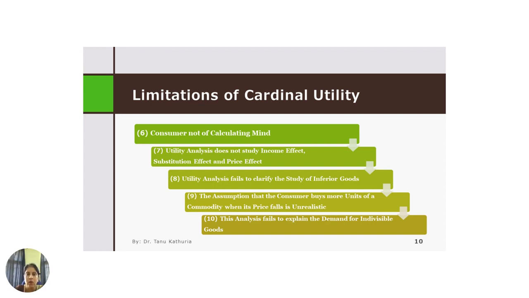So this was all about the cardinal utility approach. Because of these limitations, it takes us to the next unit, which shows how, without measuring in utils, we can see how satisfied a customer gets after consuming things.